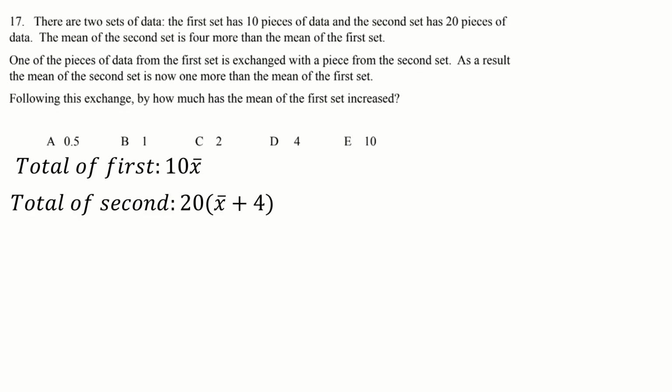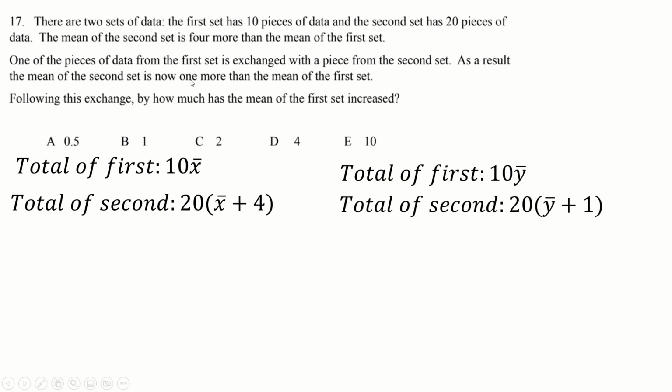So now we can say, well, the total of the first set of data is now 10 still, times some other mean, let's just call it y bar, and the total of the second is still 20 times y bar plus 1, because it's only 1 more now. And now the trick we can play here is that these totals must be the same in the initial instance as in the last instance.